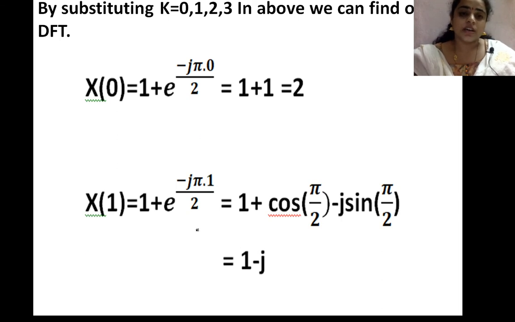X of 0 is equal to 1 plus 1, which is 2, by substituting k equal to 0. And here X of 1, k equal to 1: 1 plus cos pi by 2 minus j sin pi by 2. Cos pi by 2 is 0 and sin pi by 2 is 1. So 1 minus j will come. And remember, in any problem of DFT or IDFT, if the result has a complex value, obviously the complex conjugate will be present at another sample. That is what we have seen in the symmetry property.